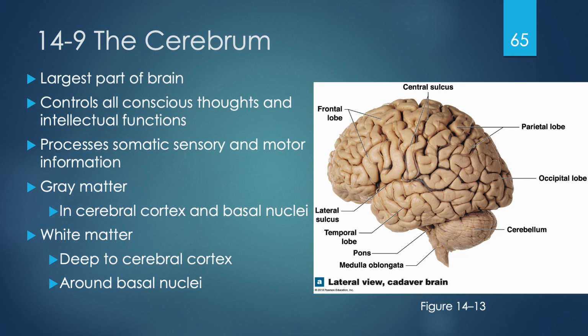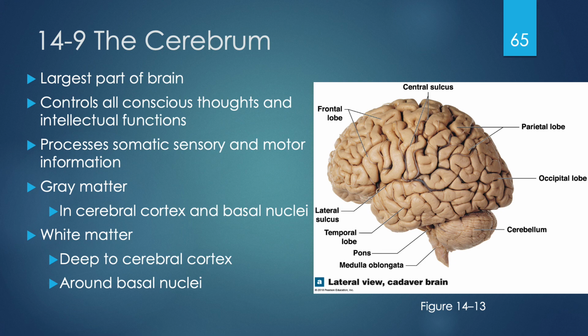The cerebrum. This is the largest part of the brain, and again, what we think of as the brain. So it controls all of our conscious thoughts, our intellectual functions, and this is where we process somatic sensory information and motor information as well. So recall that the cerebral cortex is composed of gray matter because we have lots of cell bodies in that area, and there are also basal nuclei which have a lot of gray matter in them as well.